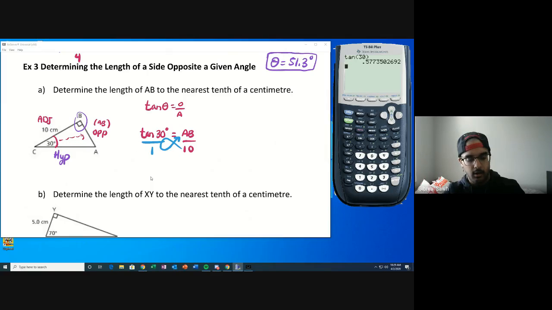If you want to write that out, what it would look like is essentially getting rid of the fractions. If you multiply both sides by 10, these 10s would cancel, and you're left with 10 times the tangent of 30 degrees. That's equal to AB. That's exactly what we need. We can put the whole thing into our calculator: 10, tan 30, exactly as you wrote it. There you go. That right there is your side length. Okay, to the nearest tenth of a centimeter, 5.8 is what we're looking for.